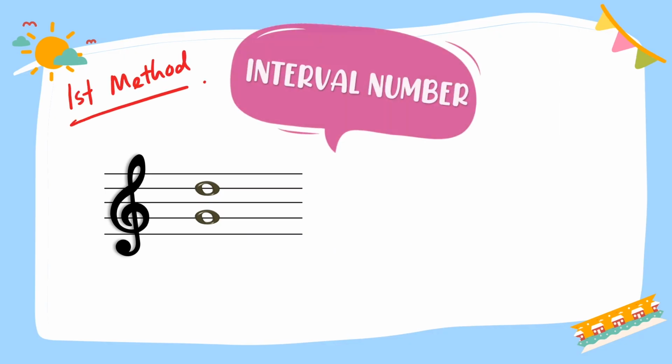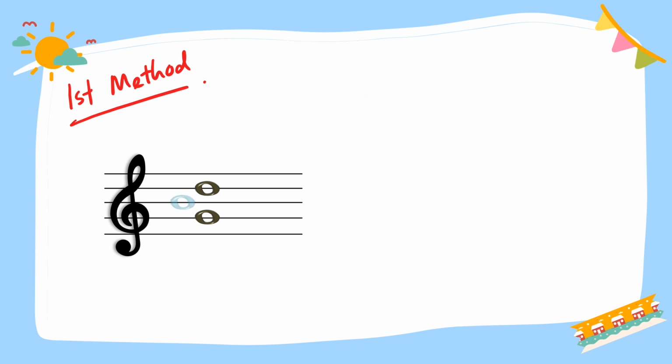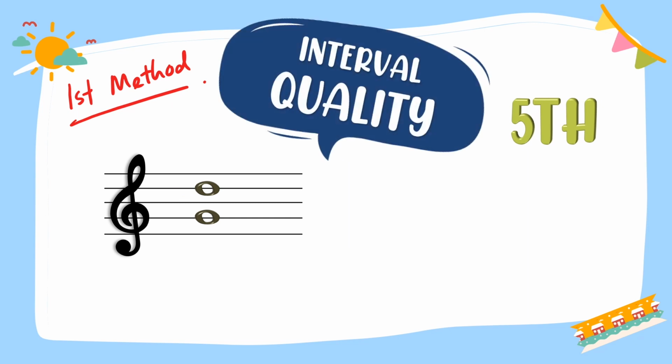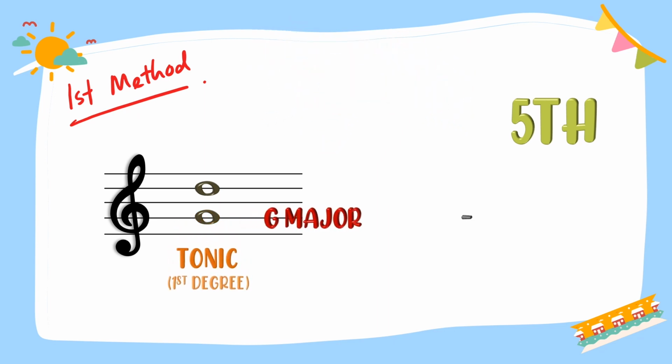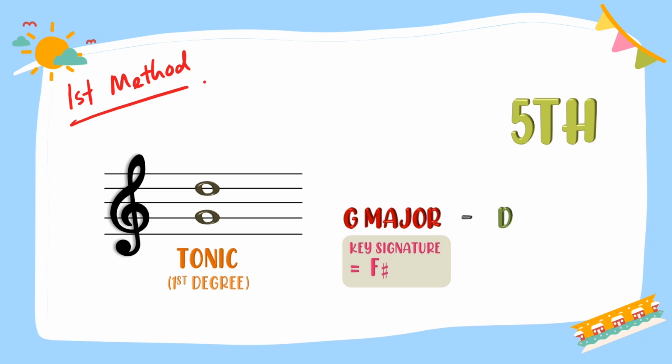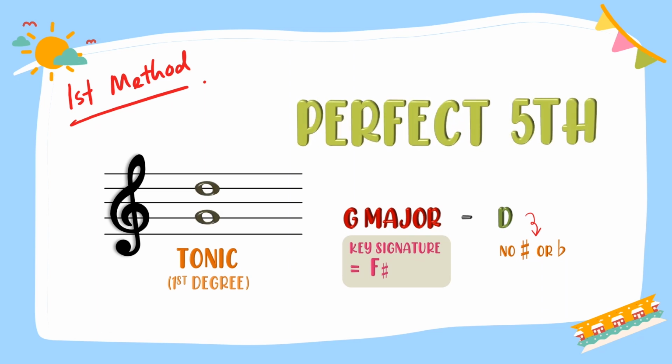Find the interval number: 1, 2, 3, 4, 5. We have an interval of fifth. Next, we identify the interval quality. Here we have a treble clef, so this is a G note. G is the tonic or the first degree of G major scale, and the top note is D. For G major, its key signature is an F sharp. The D note here has no sharps or flats. It is one of the notes in G major. And there, you have a perfect fifth.